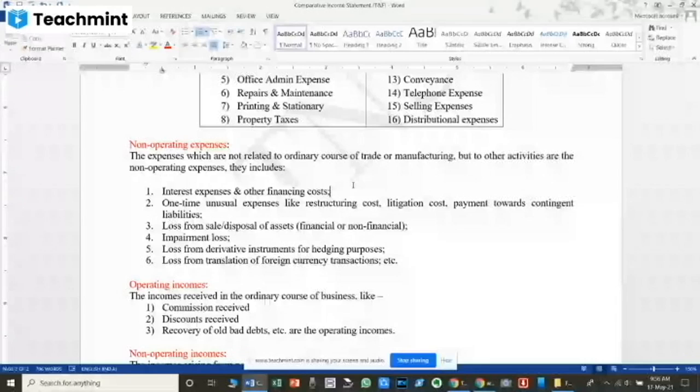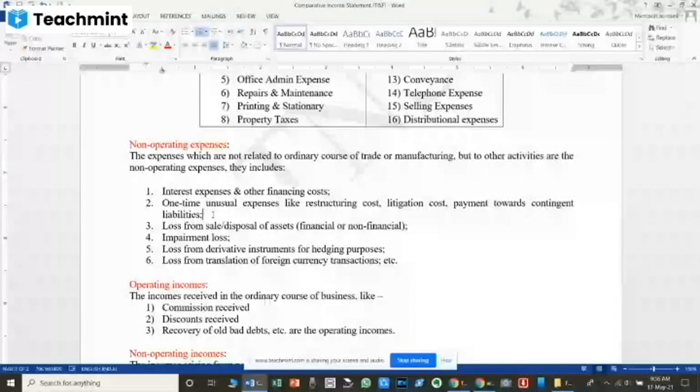They are interest expenses. Whenever the company borrows any loans, that is called financing charges. I already told you about profit before interest and taxes. From the profit before interest and taxes, first of all, we have to give deduction of the interest, paid by the company on any loans taken, nothing but borrowings. Next, unusual expenses like reconstruction cost, litigation, that is legal charges, and payment towards contingent liabilities, etc. If any litigation or legal consequences arise on the company, not related to office and administration, but related to the business.